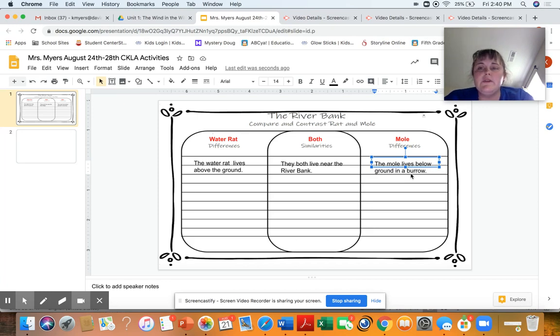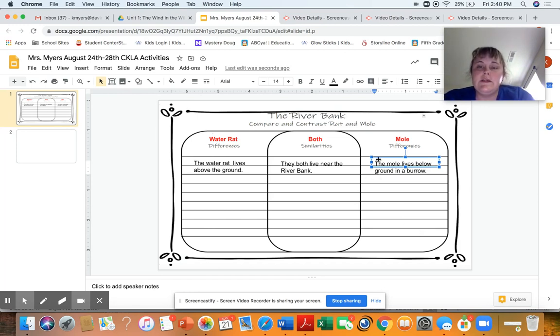So I hope this helps you get started. I'd like you to find at least maybe 2 or 3 ways that both are similar and 2 or 3 ways that both are different. And just kind of listen back. If you want to go back to the read aloud a little bit, you can listen to it again or use what you remember in your brain to help you with this activity.